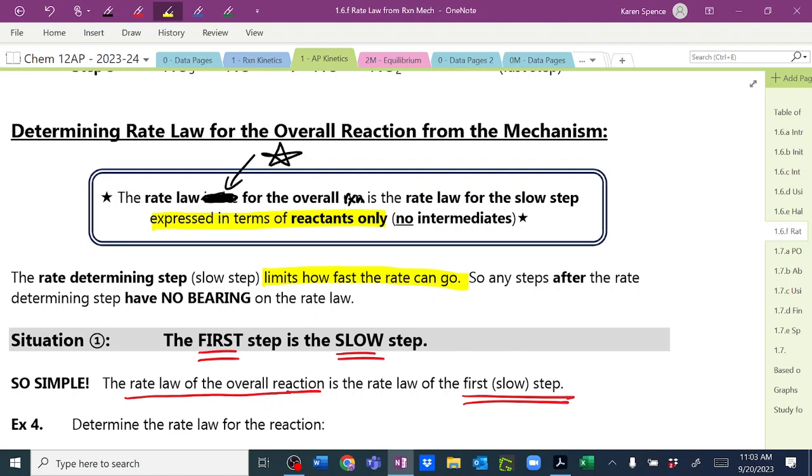No, there cannot be 2 slow steps because 2 steps are not going to be exactly the same speed, and whichever one is the slowest is the slow step. Everything else is fast in comparison to that. Yes? Okay.